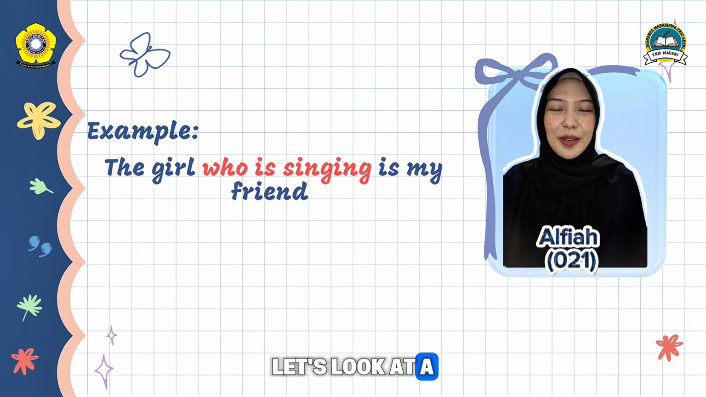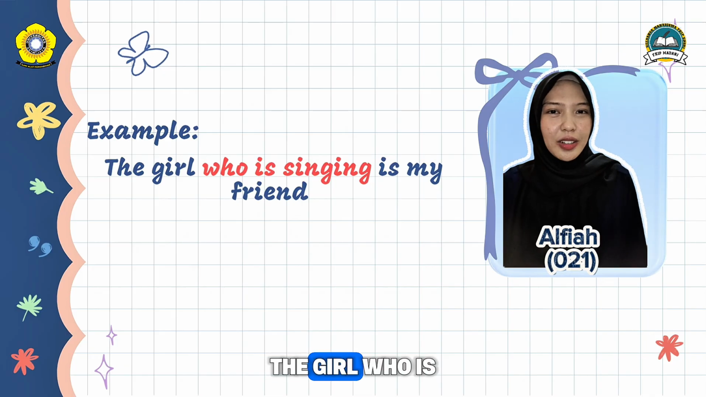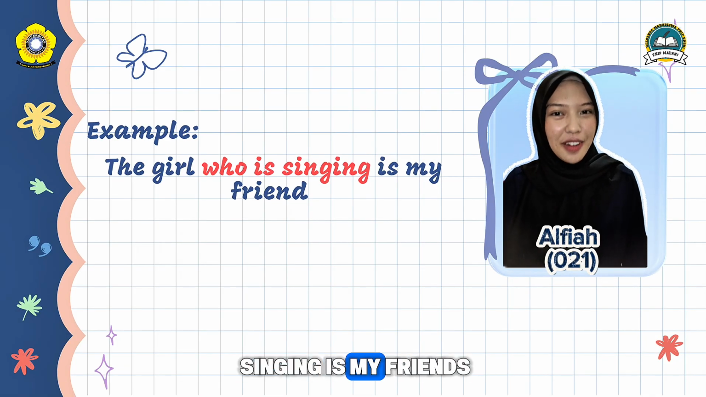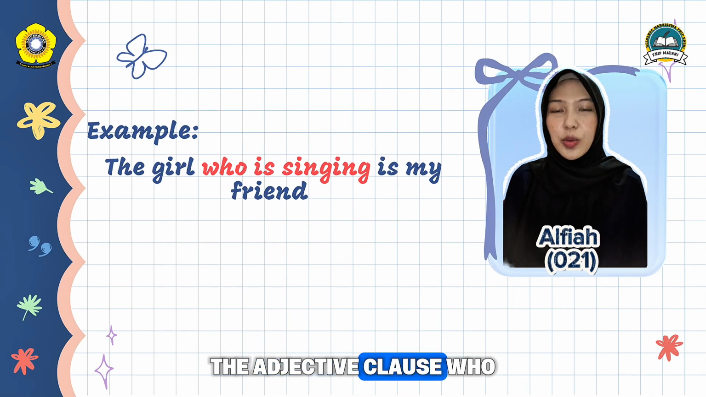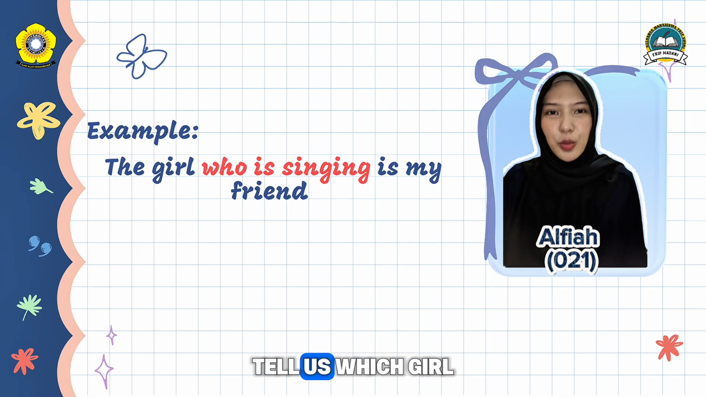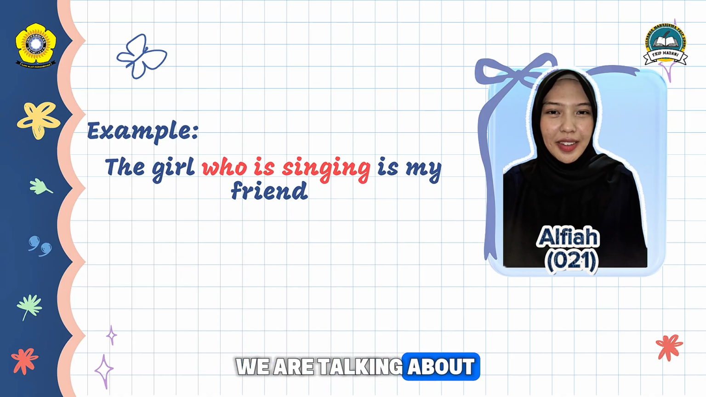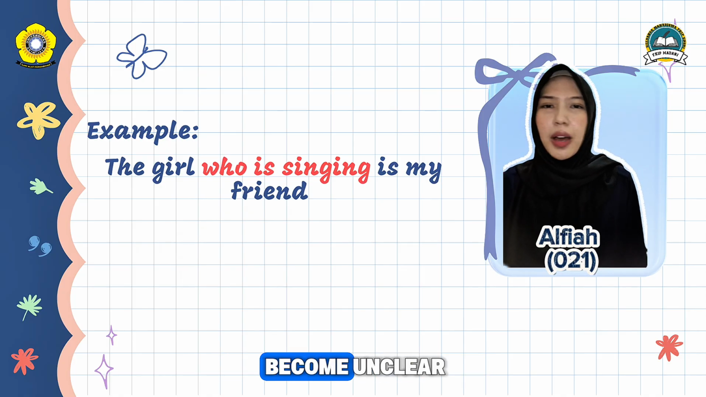Let's look at a simple example. The girl who is singing is my friend. The adjective clause "who is singing" tells us which girl we are talking about. Without it, the sentence becomes unclear.